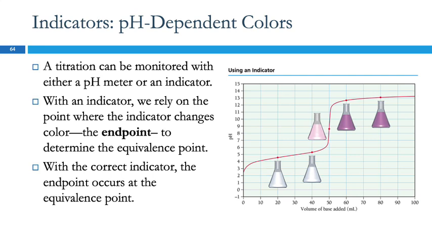So you can measure or monitor the titration with a pH meter, but it's a lot faster and easier to use an indicator. The indicator is something that changes color. It's going to change color at the end point. So the end point is when the indicator changes color. If we choose our indicator correctly, the end point and the equivalence point would be the same. If we choose badly, they won't be the same.